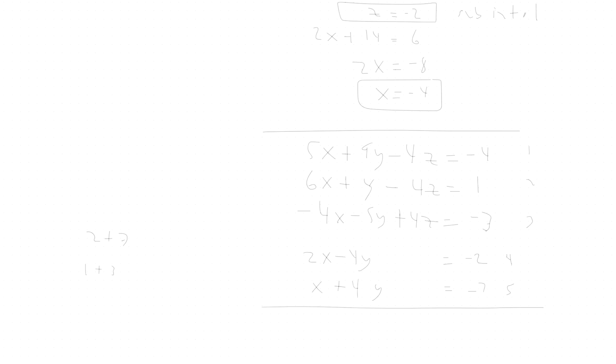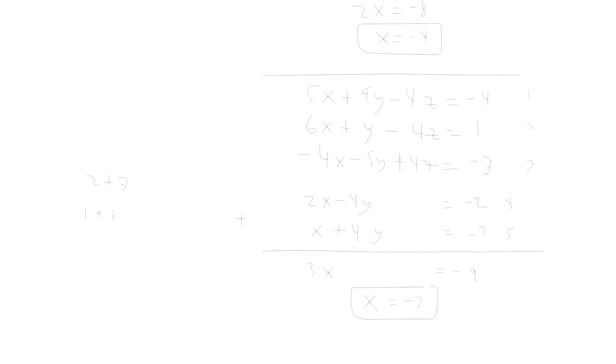The y coefficients match up. So what are we going to do? When the signs are opposite, we're going to add. If the signs are the same, then we'll subtract. 2x plus x is 3x. The y's will cancel out. Negative 2 plus negative 7 is negative 9. So x is negative 3.